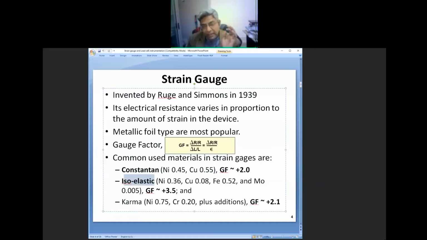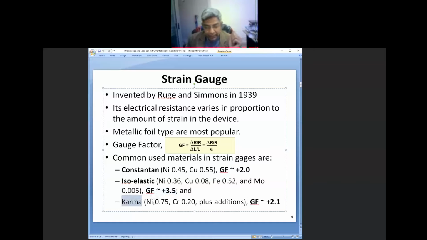Another material is isoelastic. Its gauge factor is 3.5. Remember, we just discussed that for metals it is about 2. Here I am getting 3.5. It means the electrical resistivity is also playing a significant role, the rho term that we saw last time. Geometry is playing a role, but geometry cannot contribute more than 2. So our electrical resistivity is also playing a role.